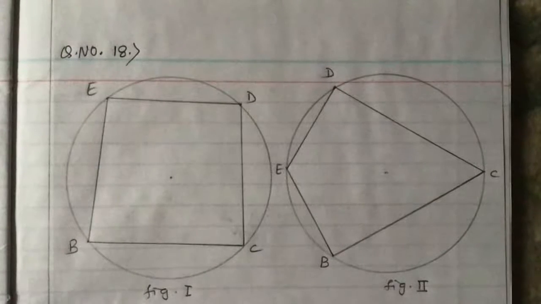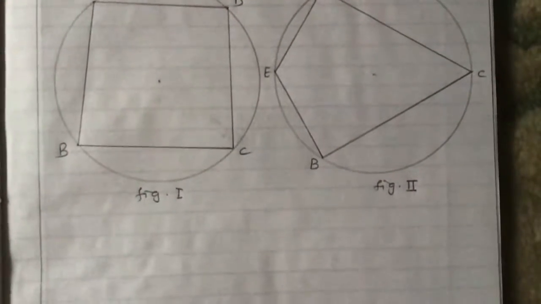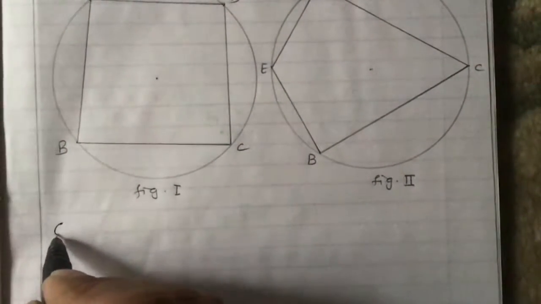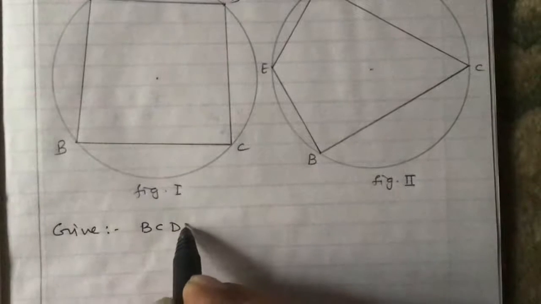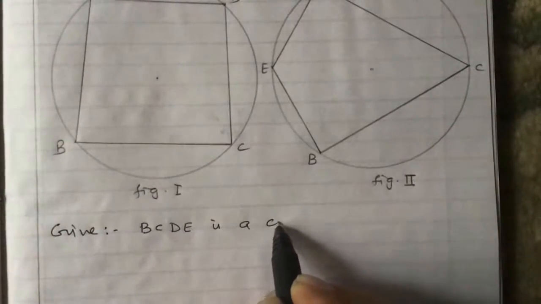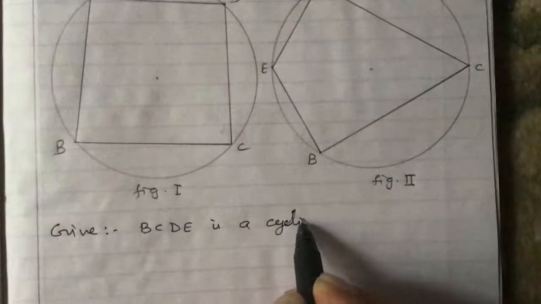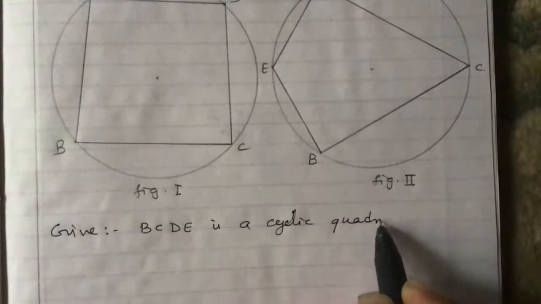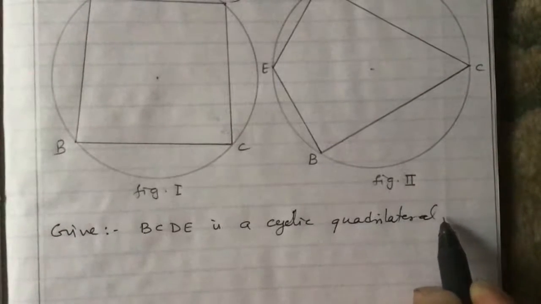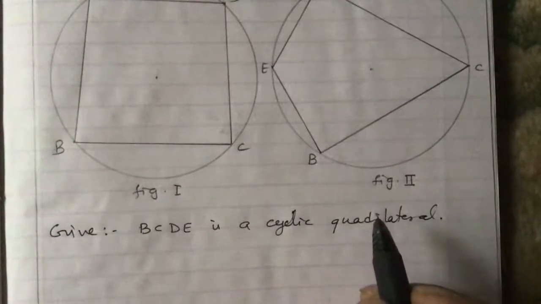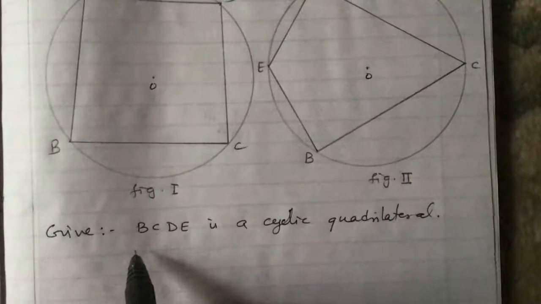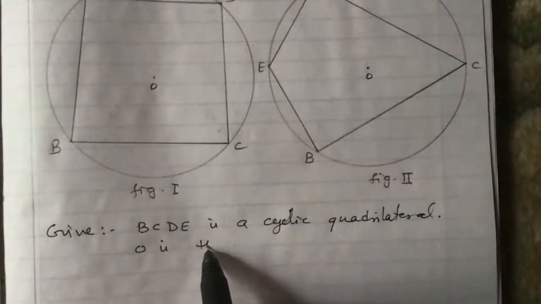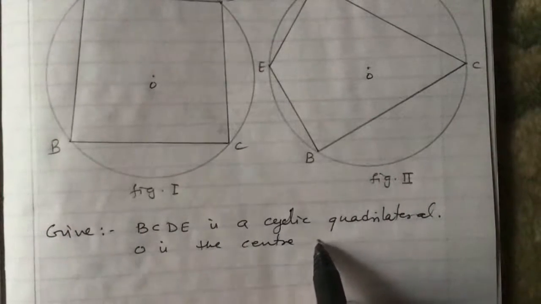Okay, now after this what we will do, we will write down given and to verify. Okay, now let us write down given here. Given is BCDE is a cyclic quadrilateral. Okay, and here the center is not mentioned. We can write it ourselves, this is O. O is the center of the circle.